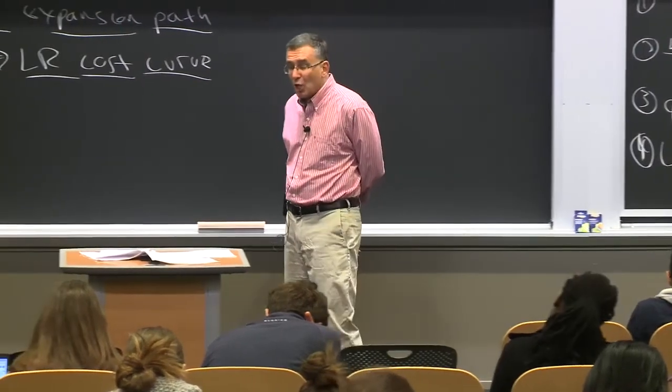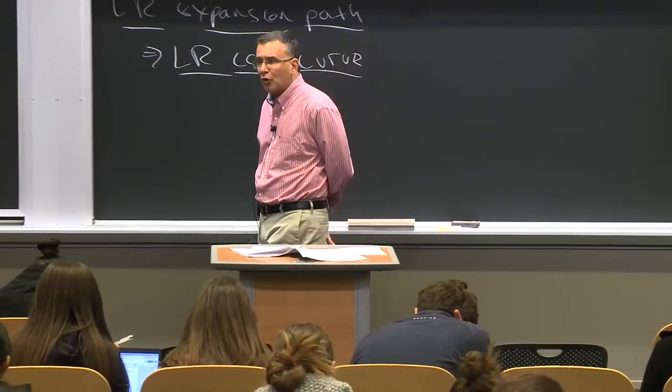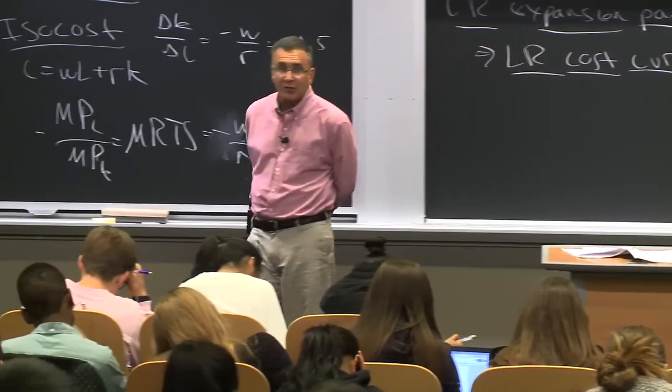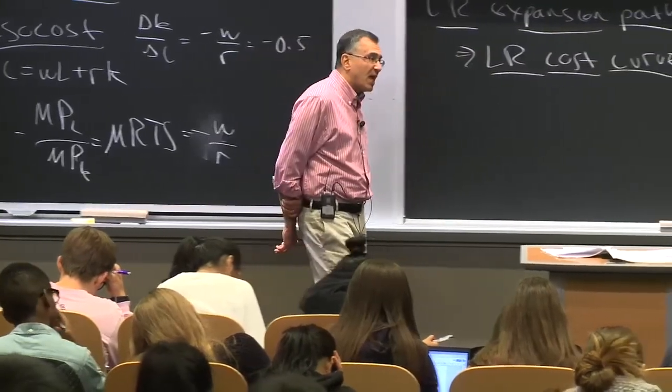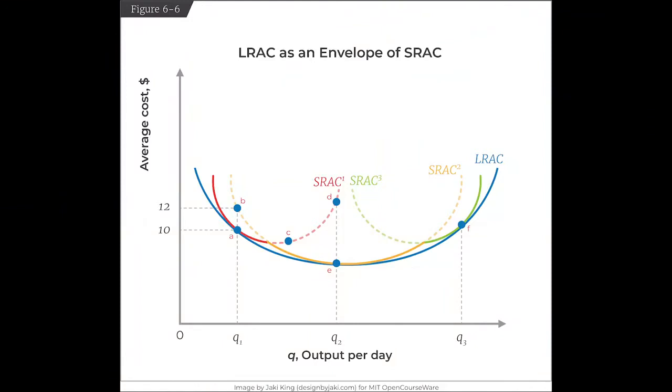In the long run, you get to choose. So the long-run average cost curve is the lower envelope of the short-run average cost curves. Because in the long run, you say, well, here's my production level. If I know I'm going to build a lot of things, I choose SRAC3. I choose the biggest plant. If I know my production is going to be low, I choose the smallest plant. But I can optimize in the long run by choosing the right size plant for my production level.